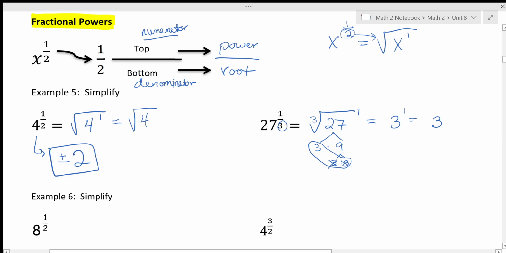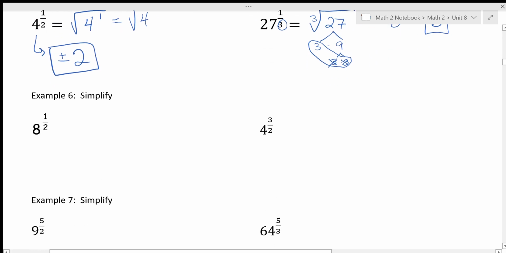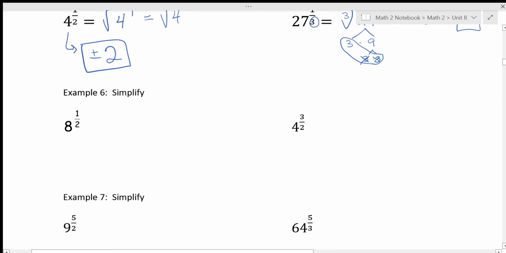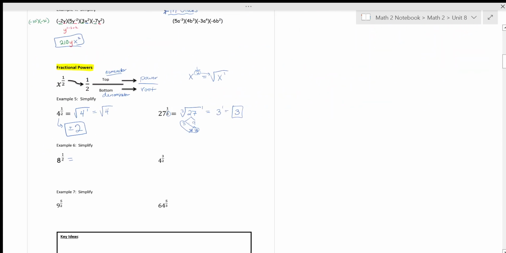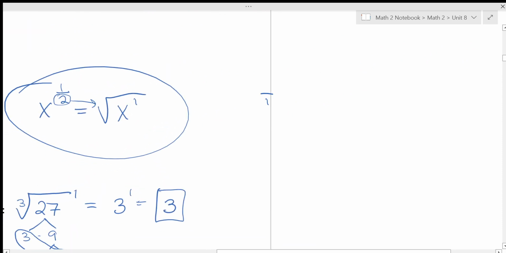Now, with cubed roots we do not put the plus or minus in front, because if you had a negative cubed root, then your answer would be negative. We can explain that more in class if you have questions about that. Okay, example 6, 8 to the 1/2. Anything to the 1/2 power, this might be a shortcut you remember, is just the square root of whatever it is.